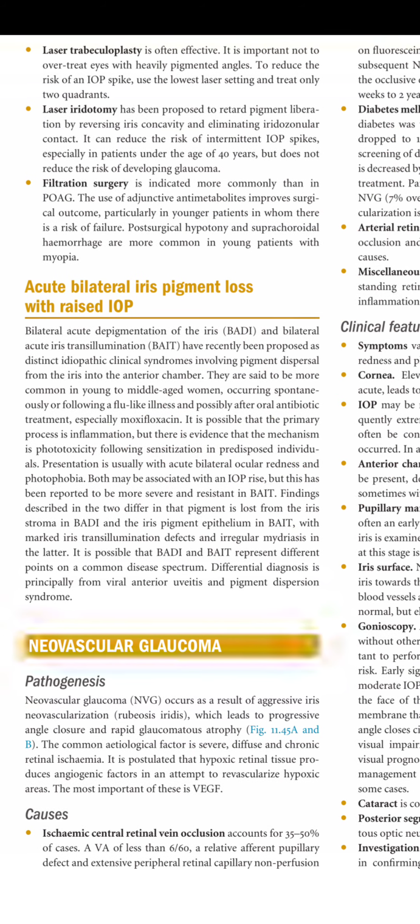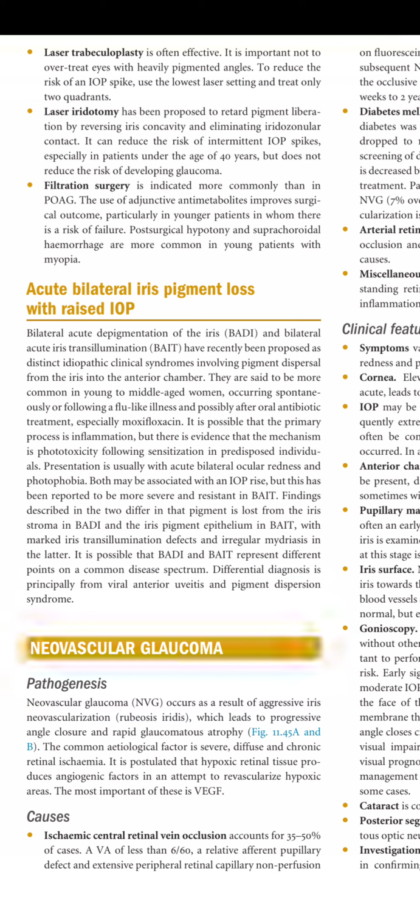So, what is the pathogenesis of neovascular glaucoma? Neovascular glaucoma occurs as a result of aggressive iris neovascularization, which is known as rubeosis iridis, which leads to progressive angle closure and rapid glaucomatous atrophy. The common etiological factor is severe diffuse and chronic retinal ischemia. It is postulated that hypoxic retinal tissue produces angiogenic factors in an attempt to revascularize the hypoxic area. The most important of these is VEGF.